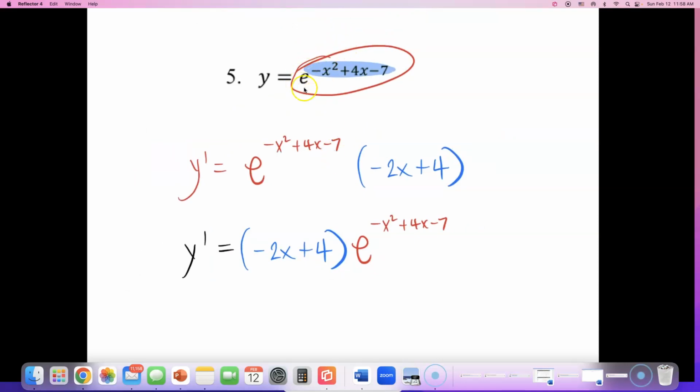down that exponential term exactly the same, because the derivative of e to the u is e to the u. So bring that red thing down exactly the same, but make sure to multiply that by the derivative of the inside function. Okay? All right, how about the last one, number 6?